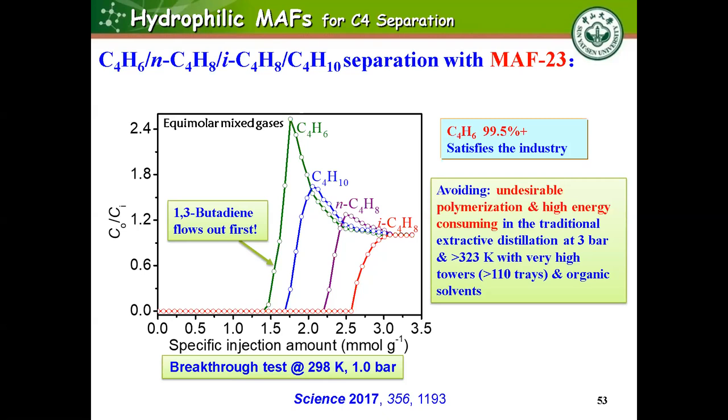Note that 1,3-butadiene is separated in the petrochemical industry through extractive distillation, consuming not only a large amount of energy, but also a large amount of chemicals.